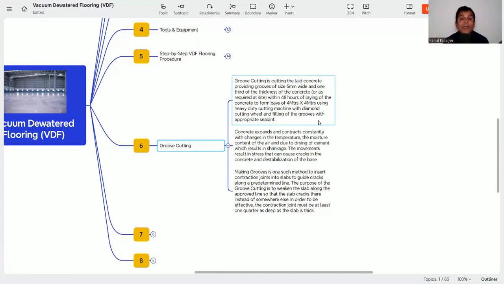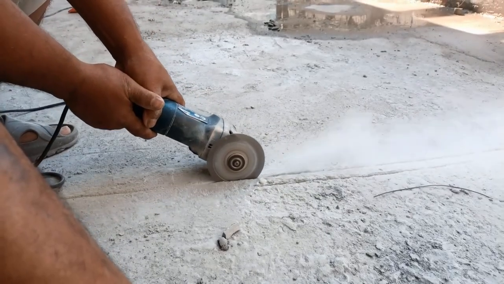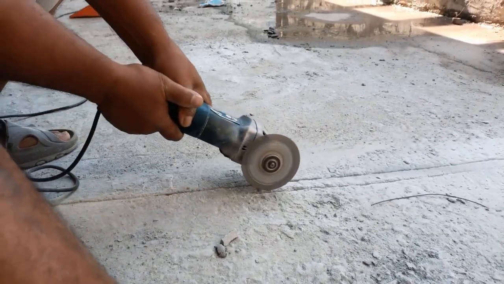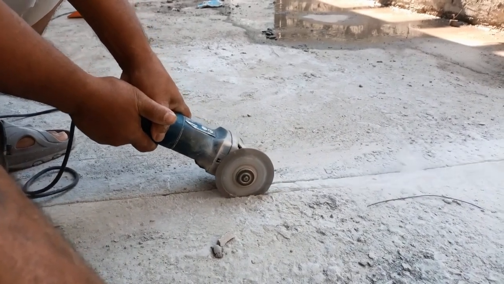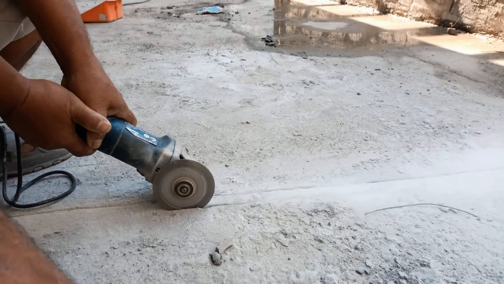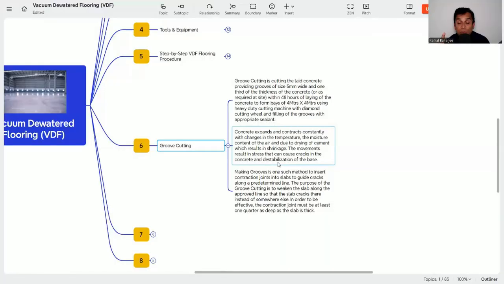And what will be the groove's thickness? Groove width is 5 mm and depth is 1/3 of the thickness of the concrete. After groove cutting, it should be filled with the appropriate sealant. So whenever any thermal expansion or load distribution occurs, it will not create cracks. Concrete expands and contracts constantly with changes in temperature, the moisture content of the air, and drying of cement, which results in shrinkage. The movement results in stress that can cause cracks in the concrete and destabilize the base. That is why groove cutting eliminates this problem.